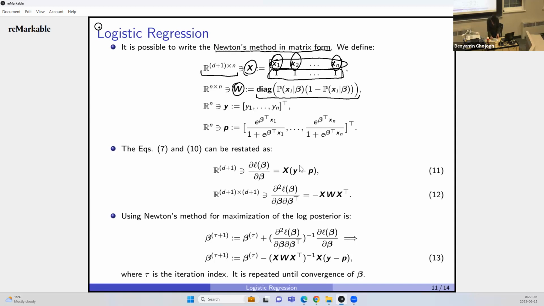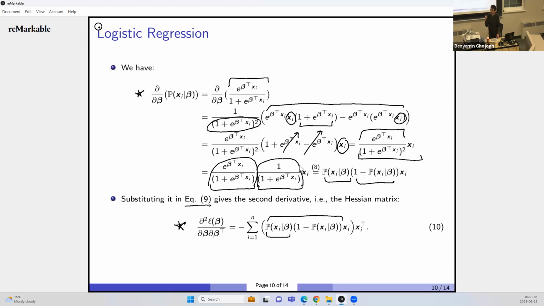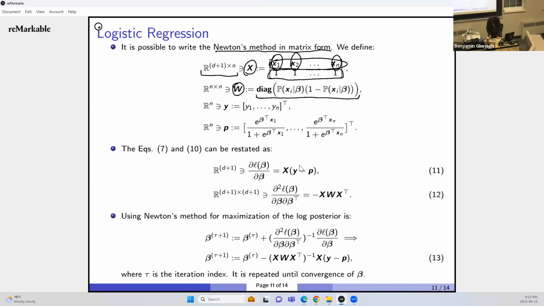Because in the Hessian, I have this term. Therefore, I'm defining this W. And I put the labels next to each other as a column vector Y, n-dimensional. Also, these terms, I have them in the gradient and Hessian, so I define it as the vector P, which is also n-dimensional because I have n data points. Now, the gradient and Hessian, I can write them in matrix form.